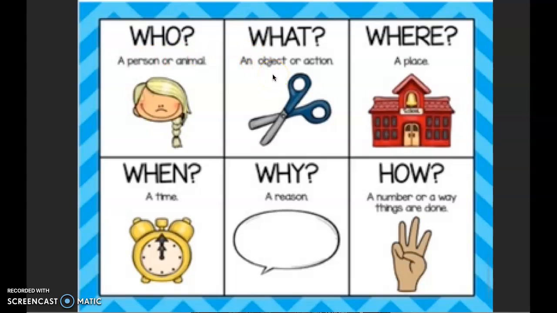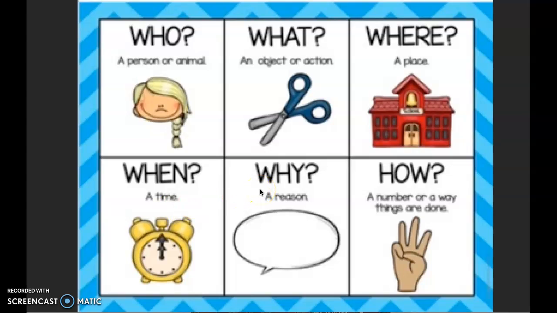We have the what, which is an object or an action that could be used to describe the plot in a story. We have the where, which is a place, and the where could be used to describe the setting of a story. Next, we have the when, which is a time. The when can also be used to describe the setting of a story.